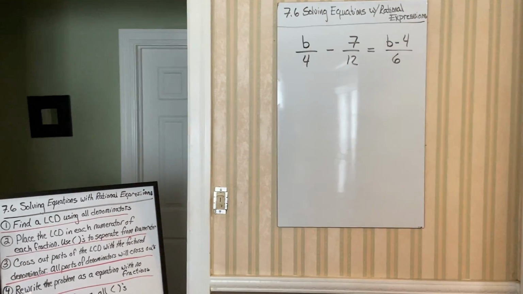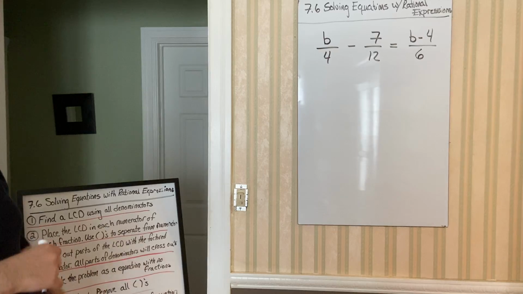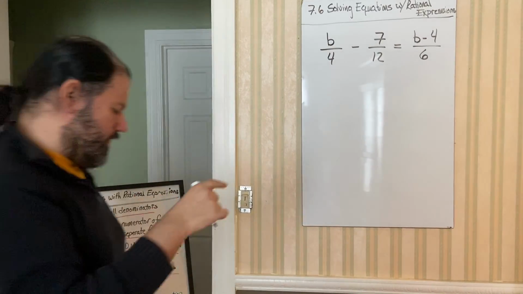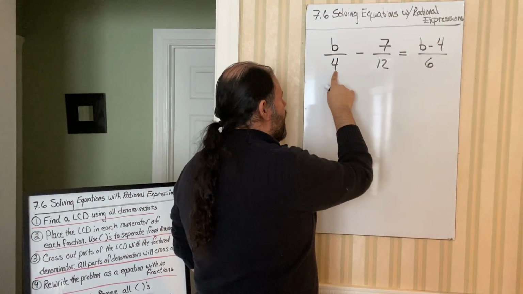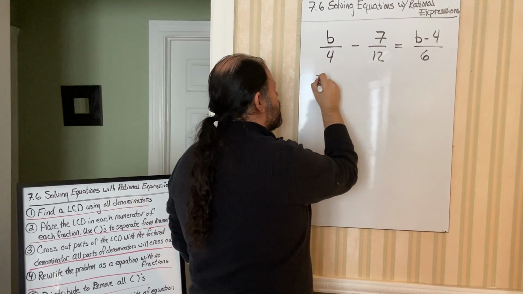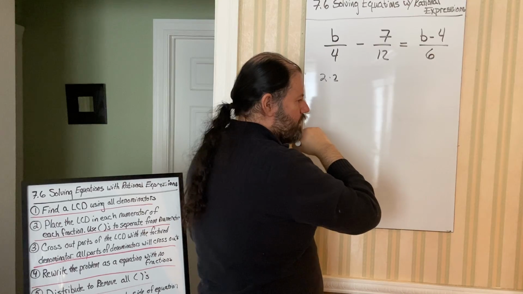Now this is a lot of steps, so let's go over the first step with you. It says find an LCD. Notice each denominator is a monomial. So you know, if it's a monomial, we need to factor them completely. To factor out 4, we know it's going to be 2 times 2 when you do a tree diagram.